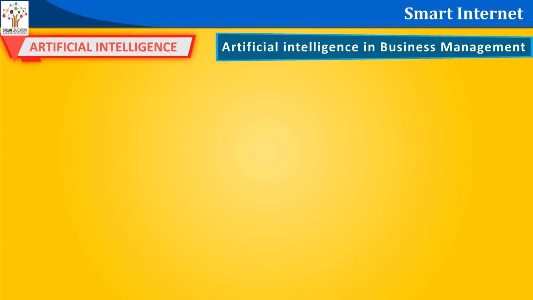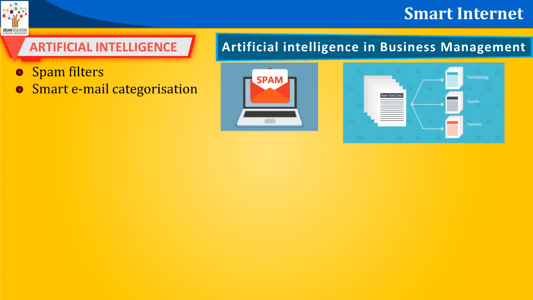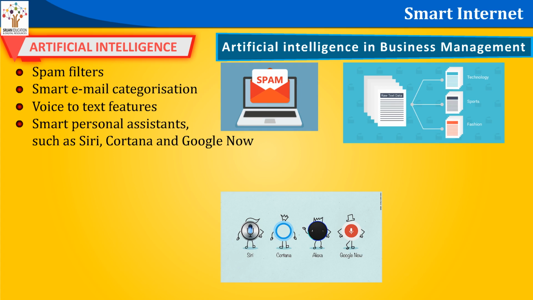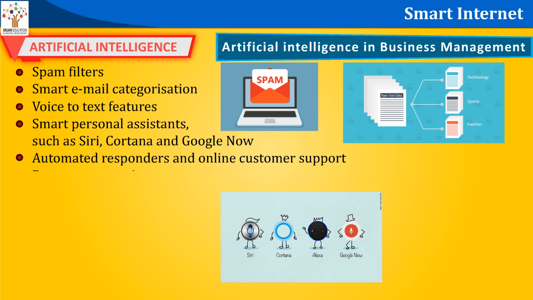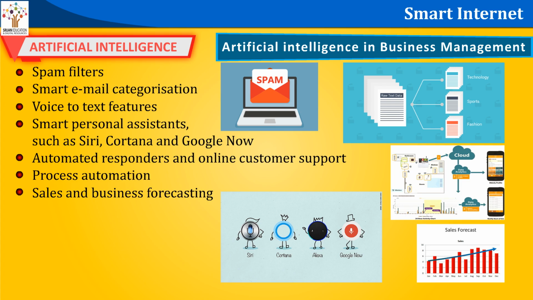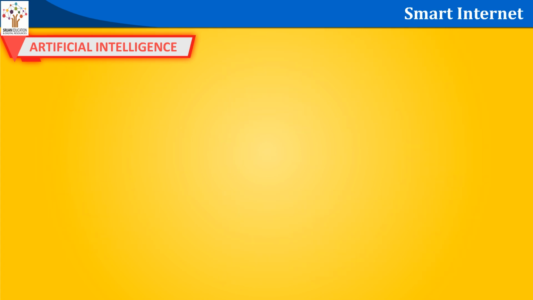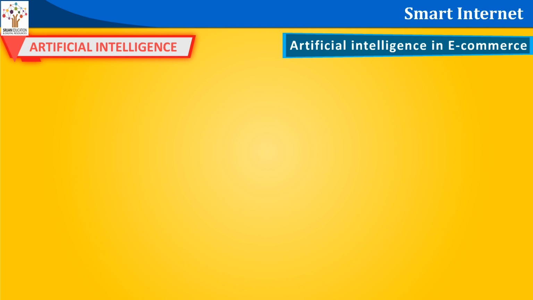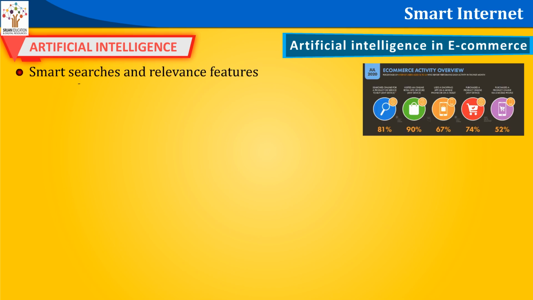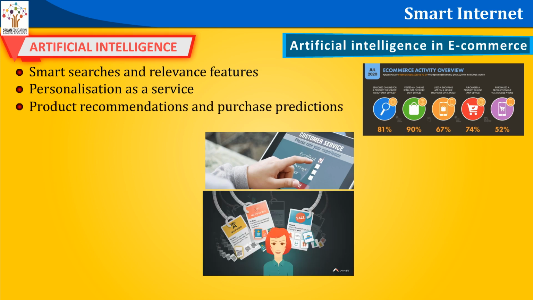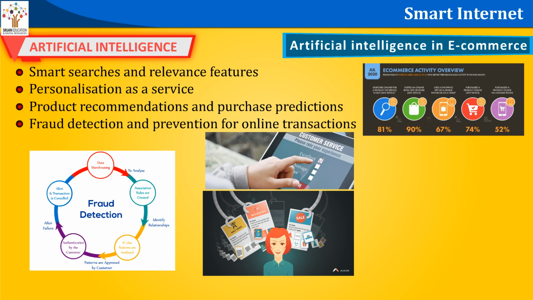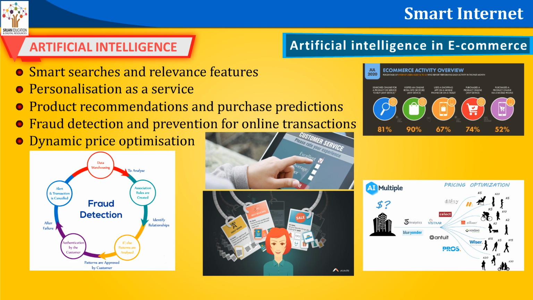Artificial intelligence in business management: spam filters, smart email categorization, voice-to-text features, smart personal assistants such as Siri, Cortana, and Google Now, automated responders and online customer support, process automation, sales and business forecasting, security surveillance, smart devices that adjust according to behavior. Artificial intelligence in e-commerce: smart searches and relevance features, personalization as a service, product recommendation and purchase predictions, fraud detection and prevention for online transactions, dynamic price optimization.